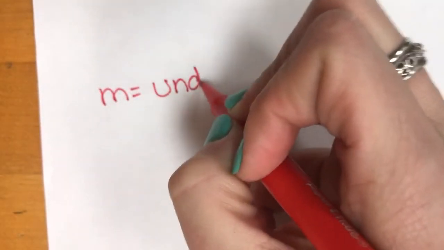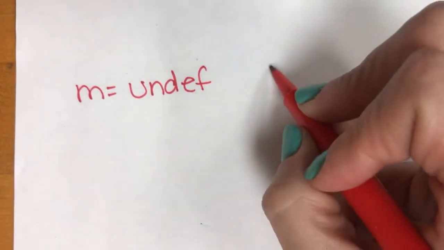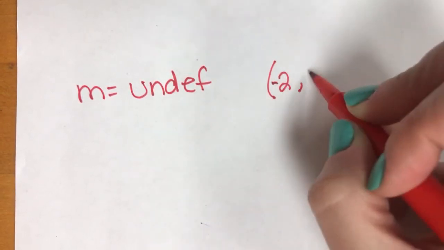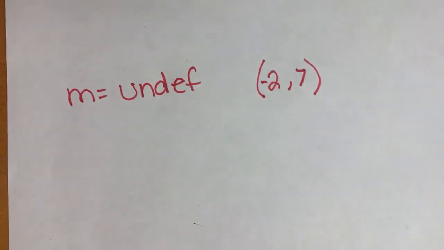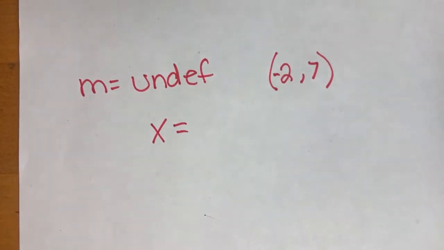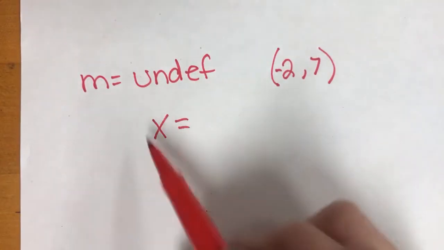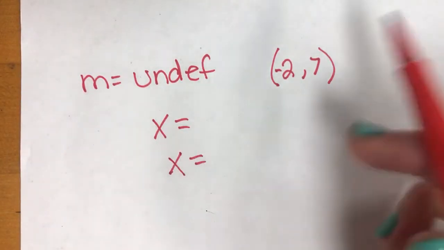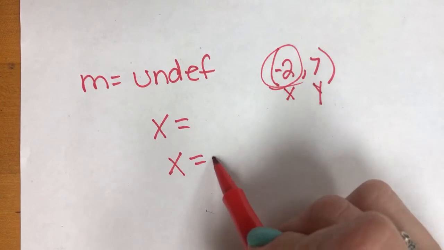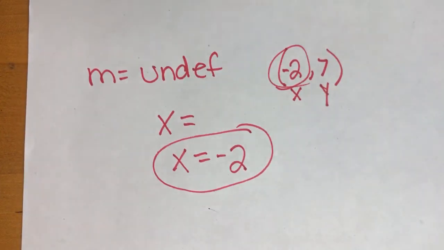If I am given information about having an undefined slope, we can't plug in the word undefined. So if m is undefined and it passes through the point -2, 7, we have to know that undefined slope is a vertical line. And all vertical lines are x equals a number. So as soon as we read that it's undefined, we write down x equals, and then we look to see what x equals in this particular problem. This is an ordered pair, so our x value is -2, and our equation would be x equals -2.